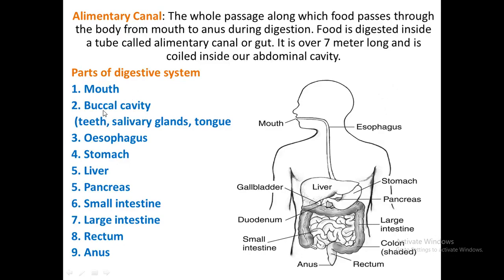Now let us come to the different parts of the digestive system. The first part is the mouth. Then the buccal cavity. Inside the buccal cavity we have teeth, salivary glands and the tongue. Then the esophagus, stomach, small intestine, large intestine, rectum and the anus. There are two other glands, that is liver and the pancreas.